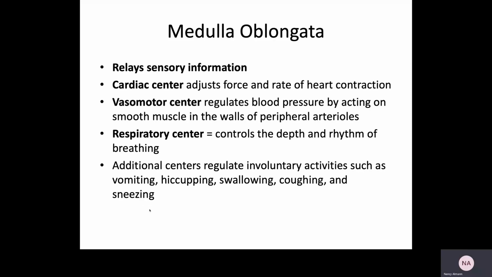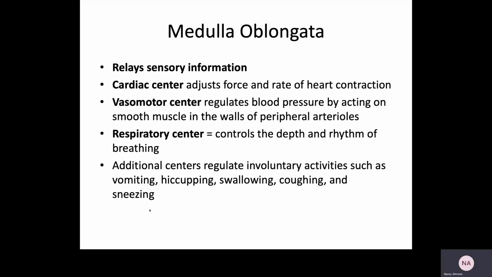We know it's going to relay sensory information. We know it's also going to relay motor information. There's going to be a cardiac center that's going to adjust the force and rate of your heartbeat. There is a vasomotor center that is going to regulate blood pressure because it's going to act on smooth muscle in the walls of your arterioles in the periphery.